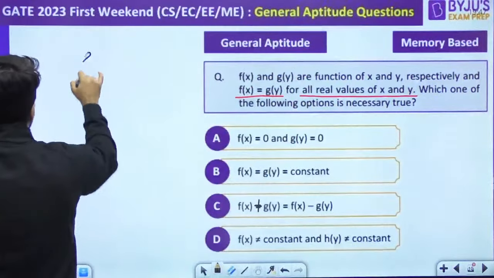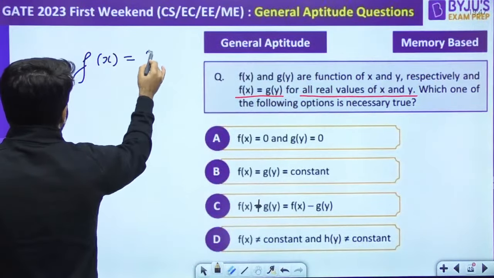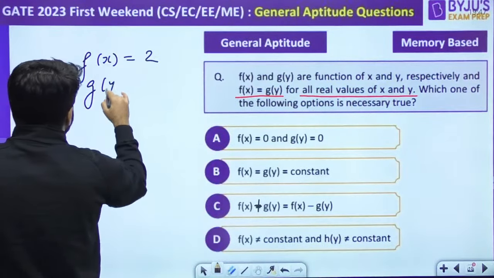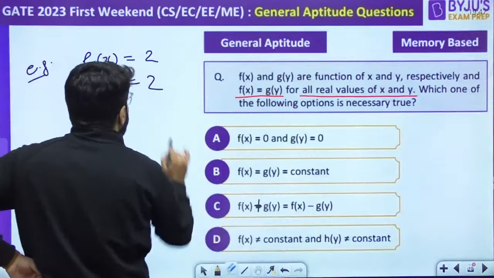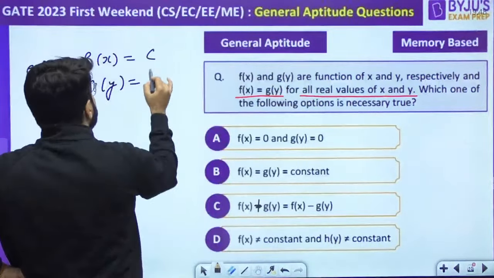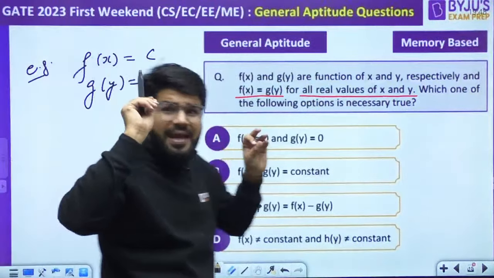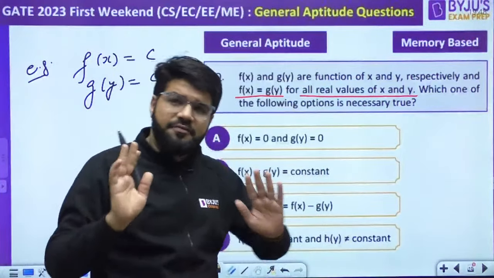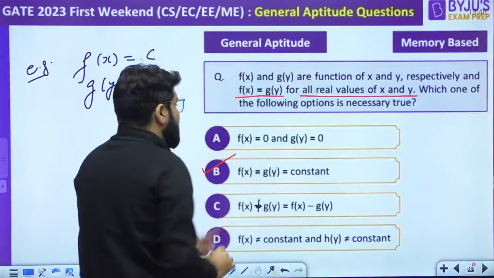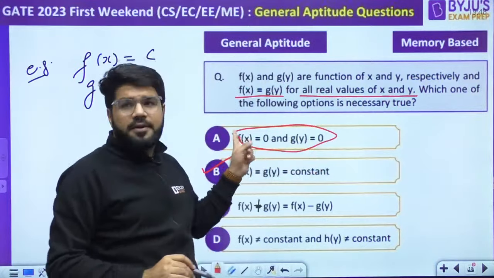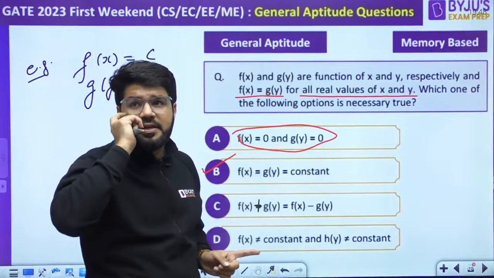That is only possible if, say for example, fx is equal to 2 and gy is also equal to 2, or any particular constant. If fx is c and gy is c for all real values, meaning any point you take in the 2D plane, the function should be equal, and that is only possible when they are constant. Now, A is a subset of this answer.